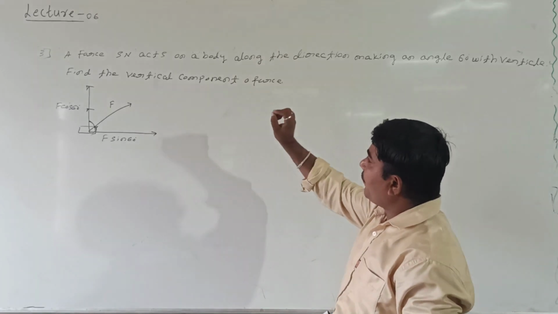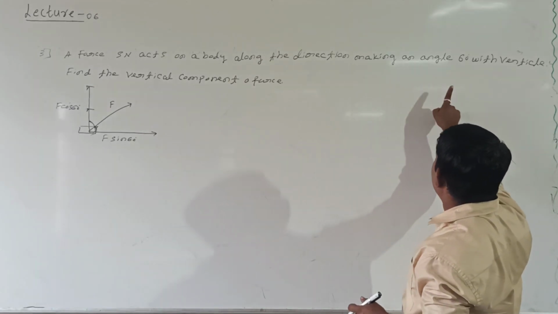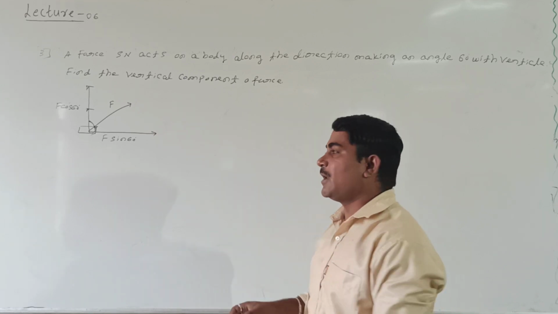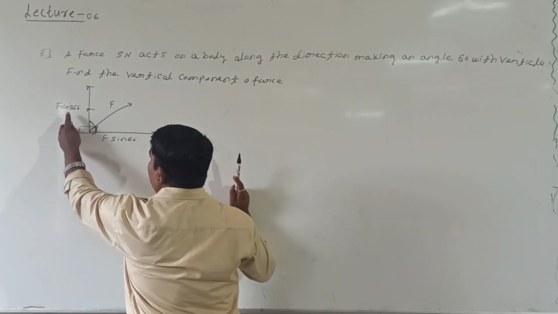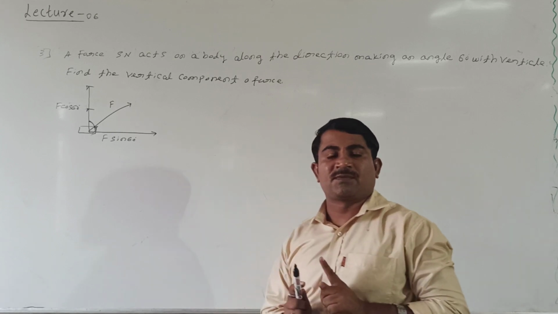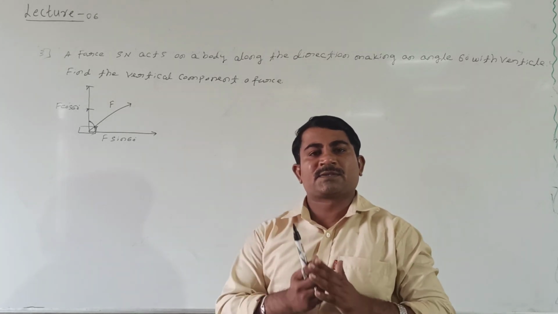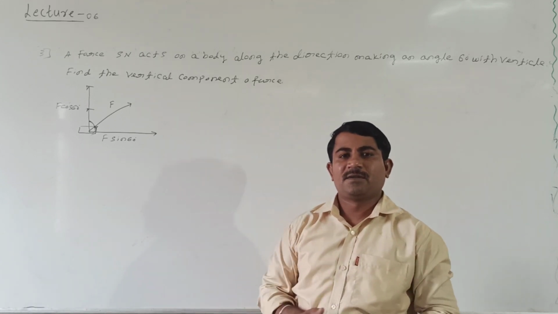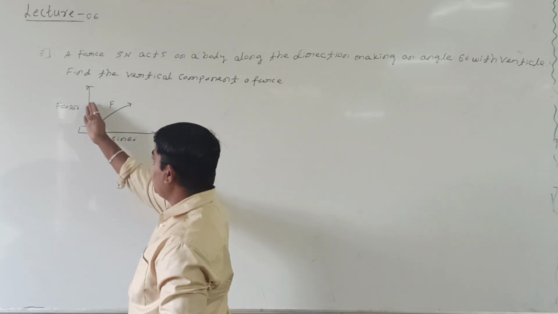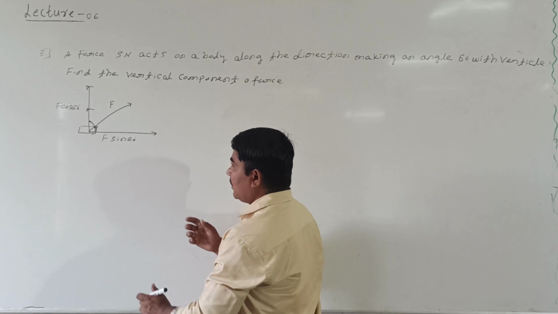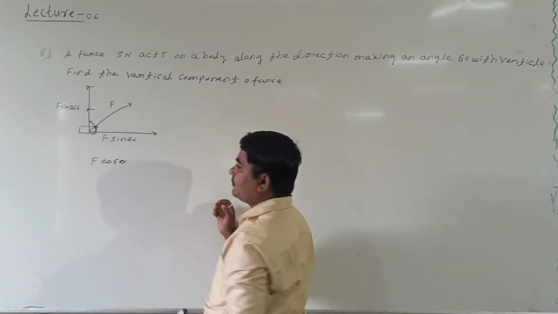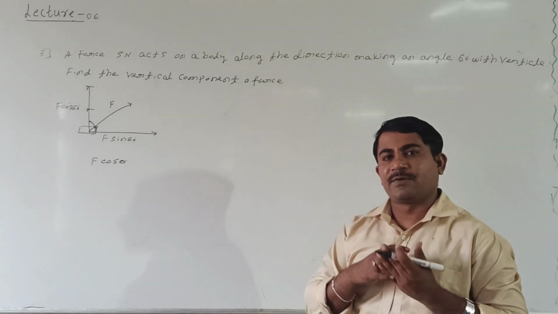If a force of 5 Newton acts on a body making an angle 60 degree with the horizontal, then 60 degree with the horizontal means this becomes cos theta, this becomes sin theta. But in this case, what happened? Making an angle 60 degree with the vertical means components are reversed. Right? See, what we need to find is this force. Actually, we know that F cos theta I need to calculate.